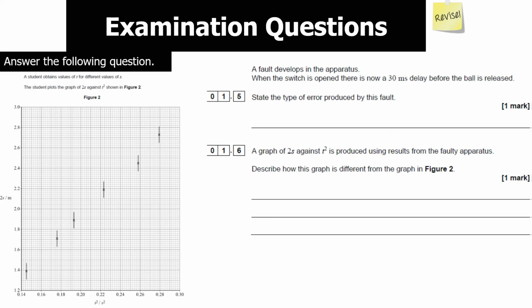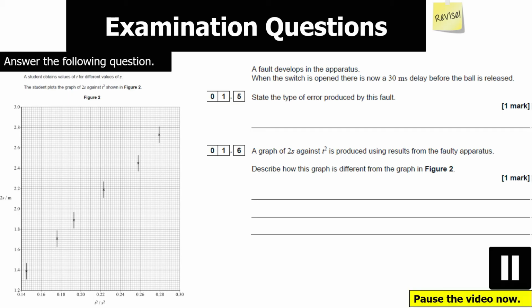Now the next question says a fault develops in the apparatus. When the switch is open, there's now a 30 millisecond delay before the ball is released. State the type of error produced by this fault. Then the graph of 2s against t squared is produced when using results from the faulty apparatus. Describe how this graph is different from the graph in figure 2. So pause the video now, then unpause the video when you want to go through your answer.